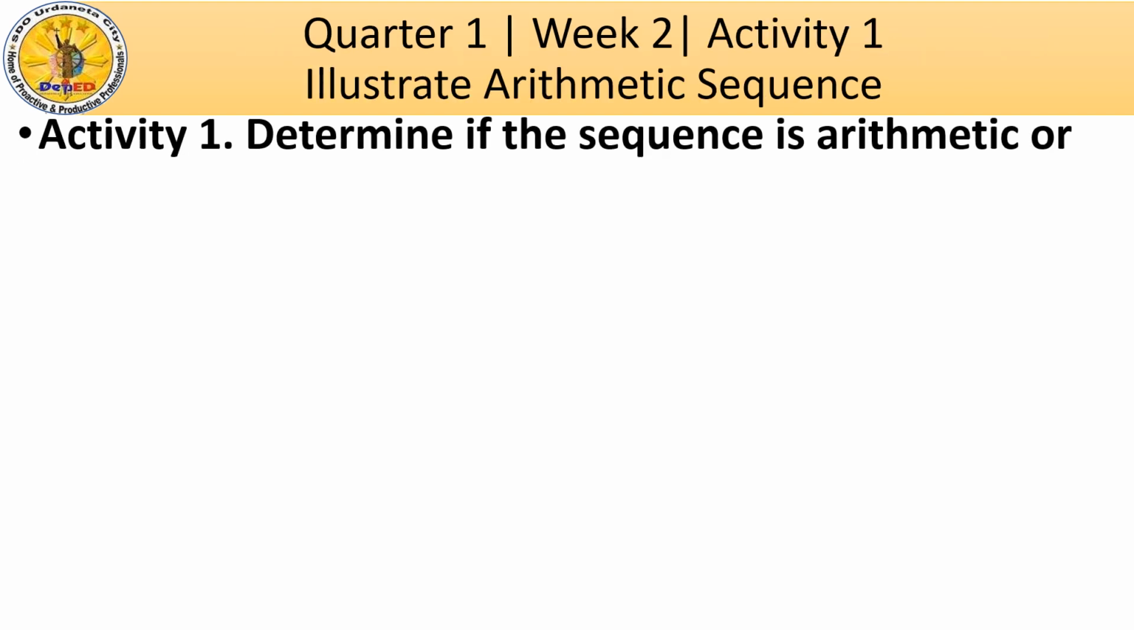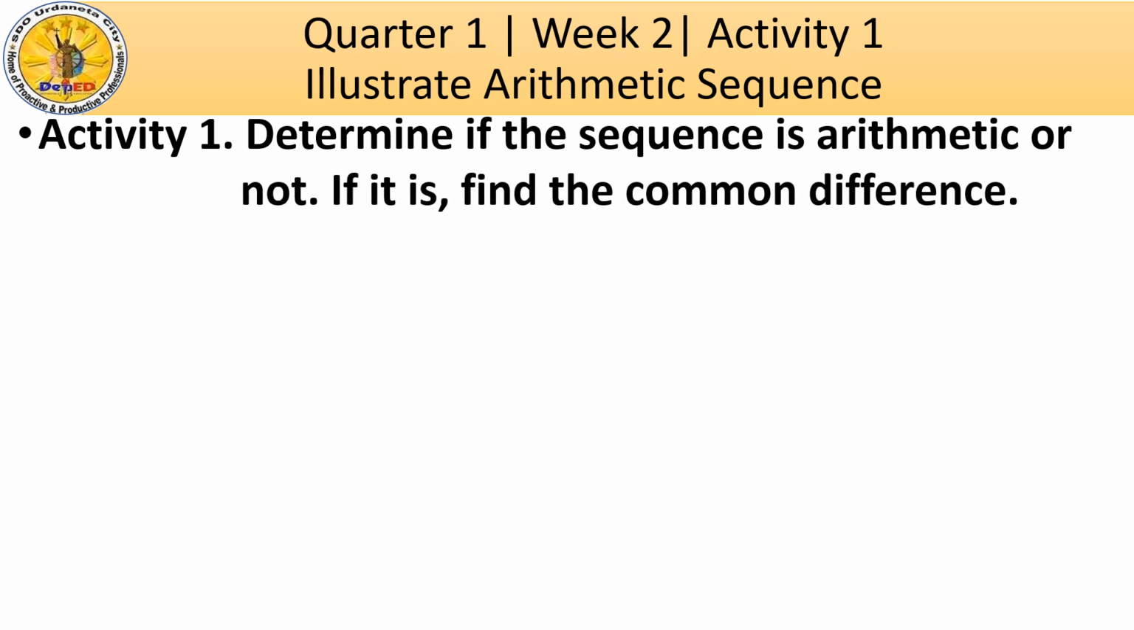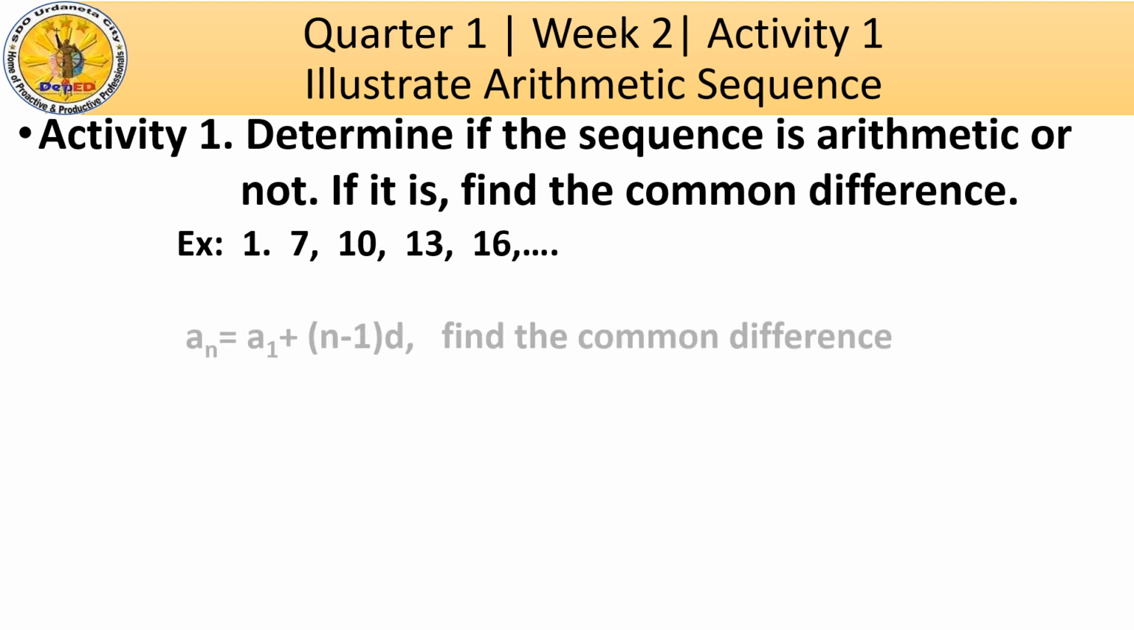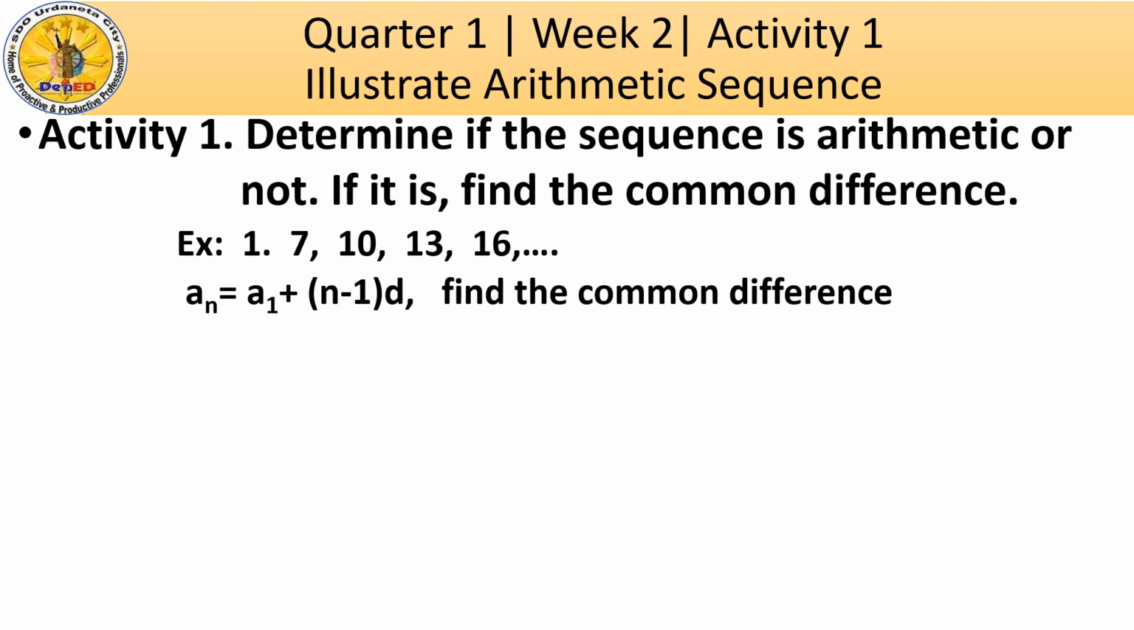Okay, activity 1. Determine if the sequence is arithmetic or not. If it is, find the common difference. Example in number 1: 7, 10, 13, 16, and so on. We'll be using now your equation: a sub n is equal to a sub 1 plus the quantity n minus 1 times d. So if we will find the common difference, we must know the given.